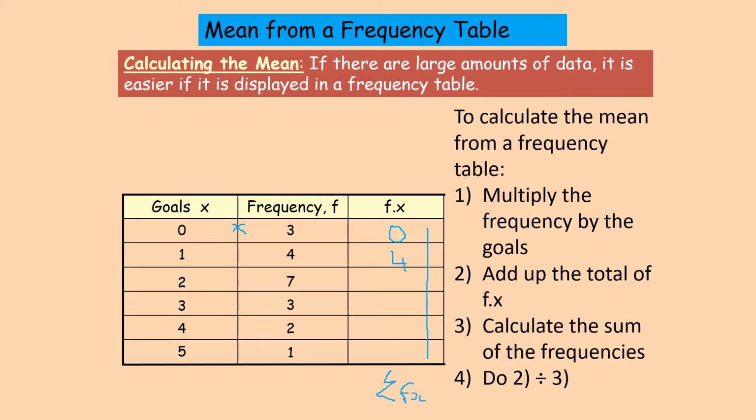The third step would be to calculate the sum of the frequencies. So in this instance, we would be adding up this column and landing up with the sum of our frequencies. The fourth step is to divide this total by this total, and that is going to give us our mean. So we divide the sum of our fx by the sum of f to get the mean. If you would like to pause the video and make any notes that you think are going to help you in remembering this, do so before unpausing and working through the example in the next part of the video.